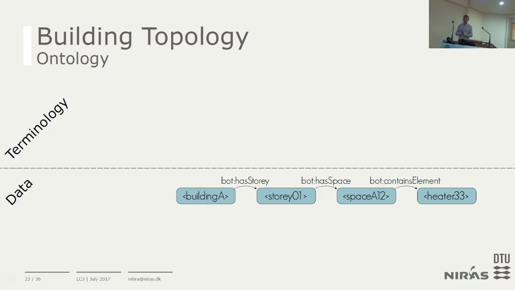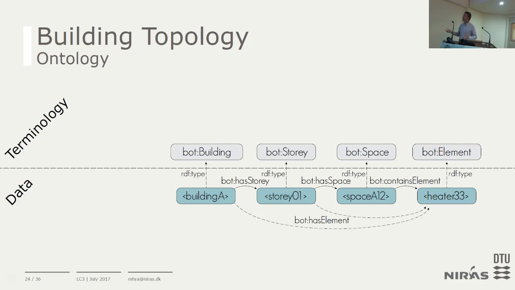So again, if we distinguish between the data layer and the terminology layer, the ontology layer on top, we have these rules describing, so if I have something that has a story, and that something has a space, and that something contains an element, then with BOT, we can just infer that the first thing, that's a building, that's a story, that's a space, that's an element, and these has elements gets inferred automatically. So all these dashed lines you see is what is just based on the knowledge we have.